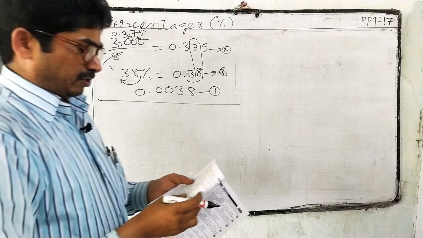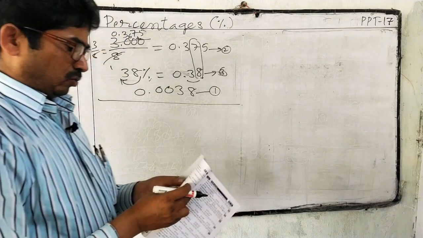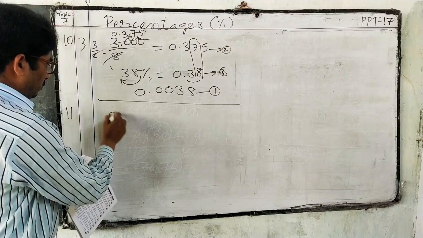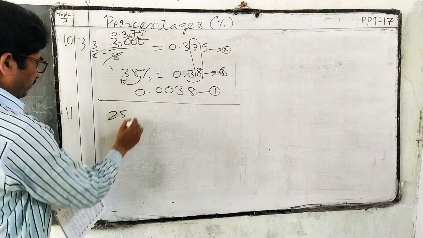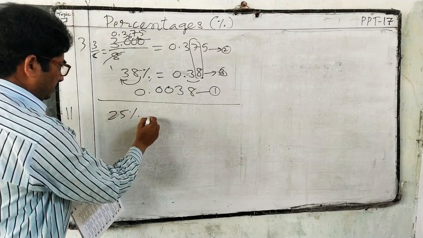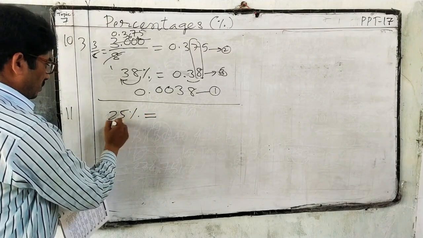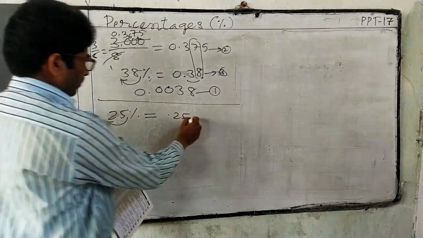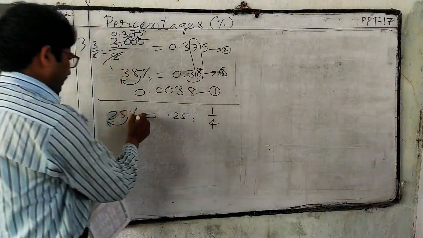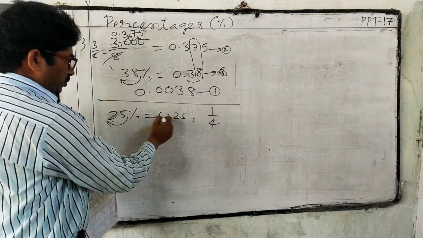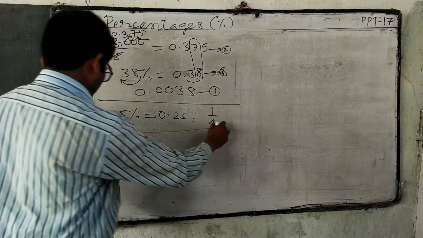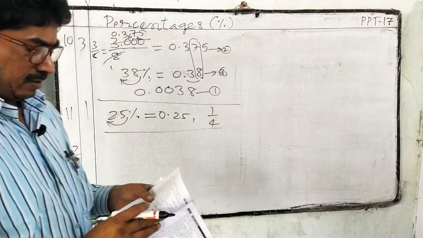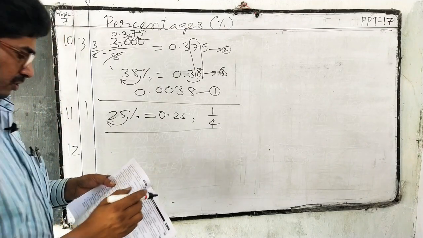11th one, which of the following two values represent 25%? 25% is equal to 0.25 and quarter, 1 by 4. 25% means quarter, 0.25. Option 1.